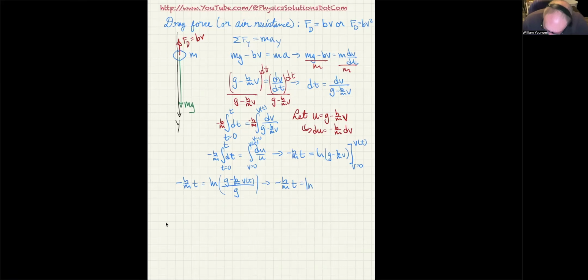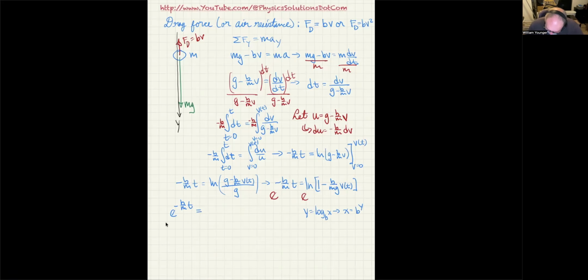log, and now I'm going to distribute that g, and I get 1 minus b over mg times v of t, like that. Now I can raise e to the left hand side's power, and I can raise e to the right hand side's power and set them equal to each other. And when I do that, I get e to the negative b over m times t is equal to, now remember, y equals log base b of x implies x is equal to b to the y power.